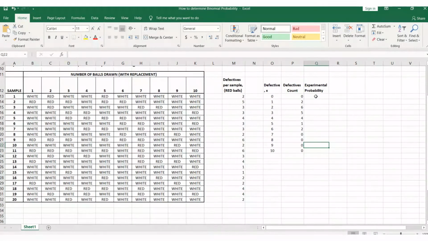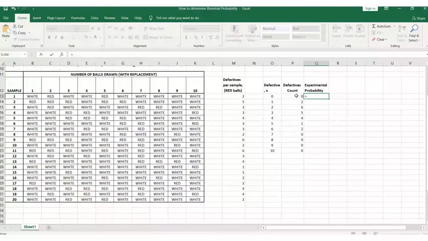Now to determine the experimental probability, it can be easily done. We have to select the defectives count. How many times has exactly zero defective come? Zero times. Divide by the number of trials that are fixed.